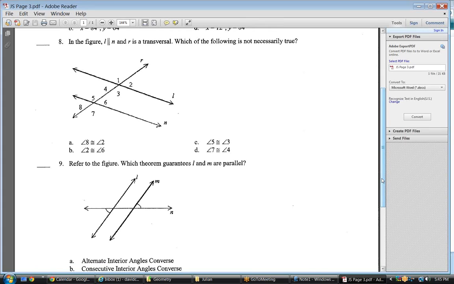Let's go through each of these. Is A true? Is angle 1 congruent to 2? No. Why not? Because one's obtuse and the other one's acute. They both look acute to me.